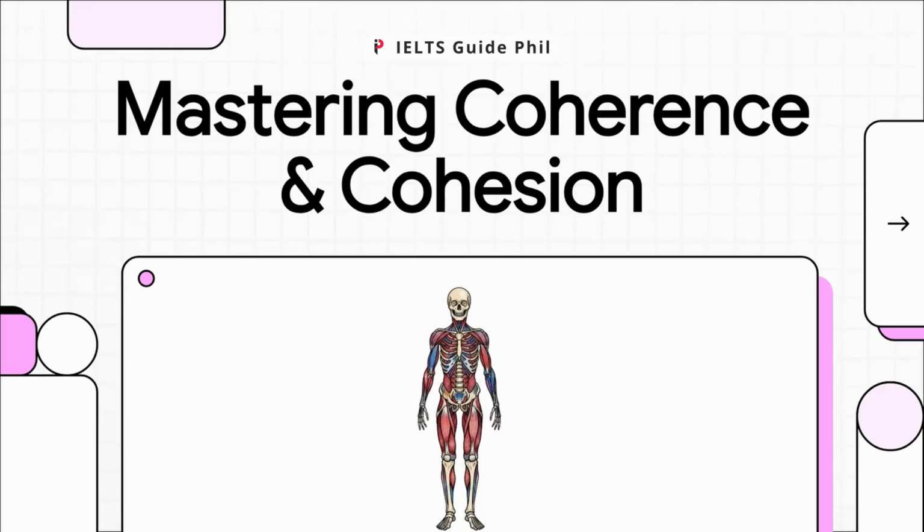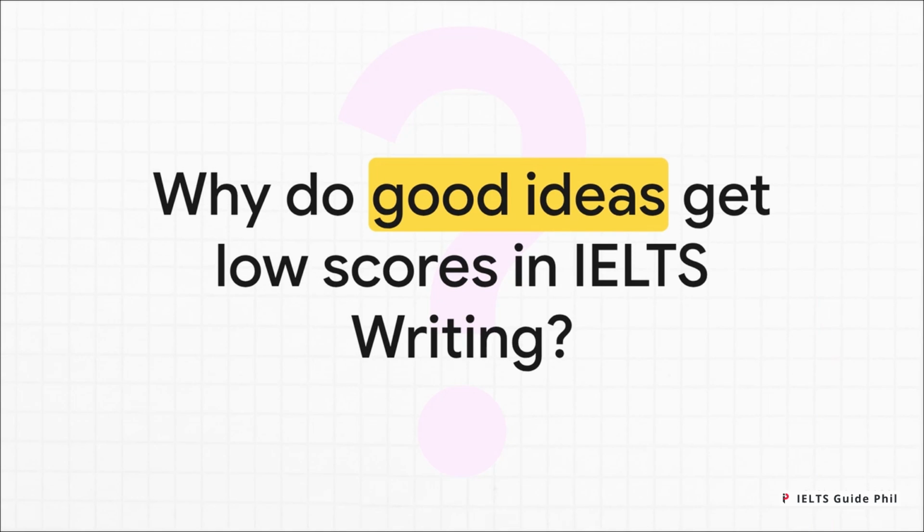You know that feeling, right? You pour all of your best ideas into an IELTS essay. You feel like you've absolutely nailed it, and then the score comes back and it's just not what you were hoping for. It can be so frustrating when you know your ideas are good, but something just isn't connecting for the examiner. So, what's going on here?